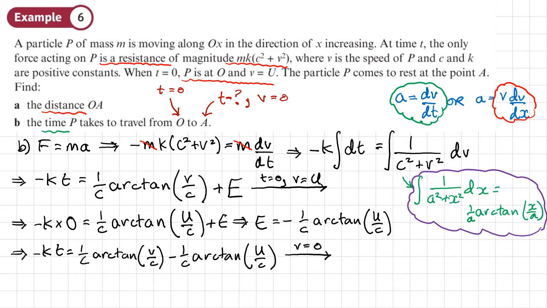Right, so the 0 will go here. We'll end up with arctan 0, which is 0. So all of this part here just becomes 0, so we're just going to be left with this. Now I'm also going to divide both sides by negative k to get the final expression for t. If I divide both sides by negative k, there's going to be a k at the bottom here. That negative will go. So it'll be 1 over kc arctan big U over C. And we'll just highlight that.